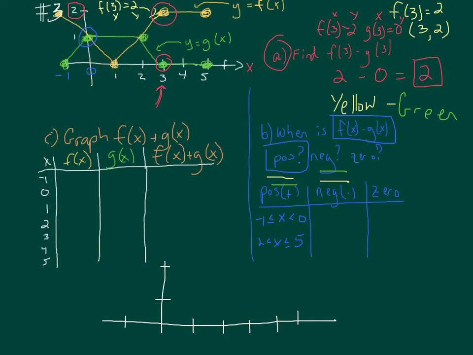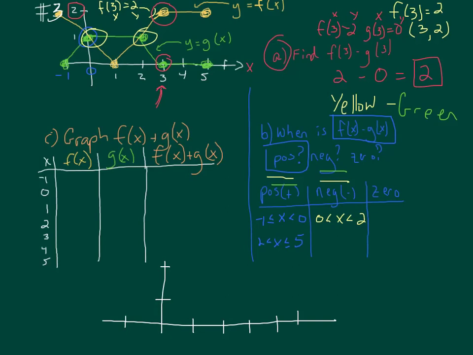Here's yellow minus green. So you take a lower line minus an upper line, and you're going to get a negative number. So that's from 0 through 1 to 2. From 0 to 2, that's when yellow minus green is negative. So 0 less than x less than 2. That's when the f of x function minus the g of x function is negative.